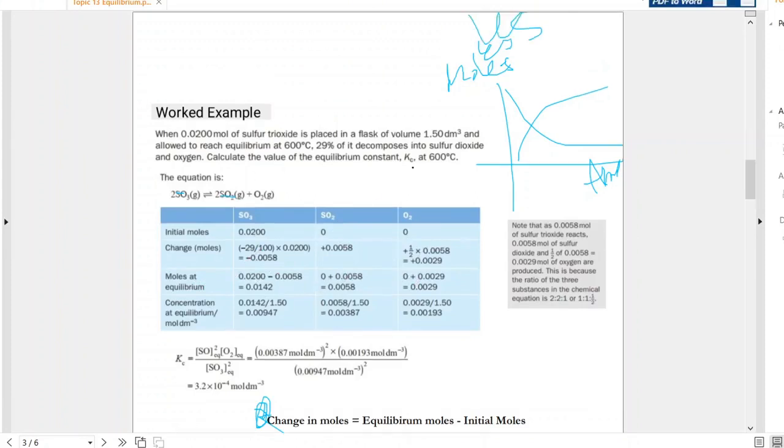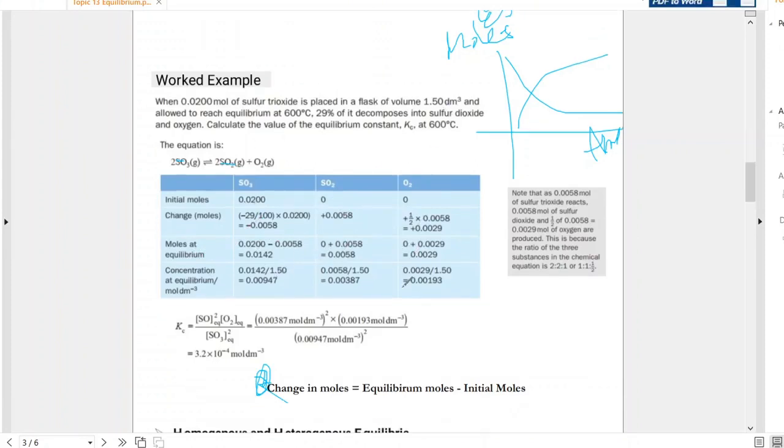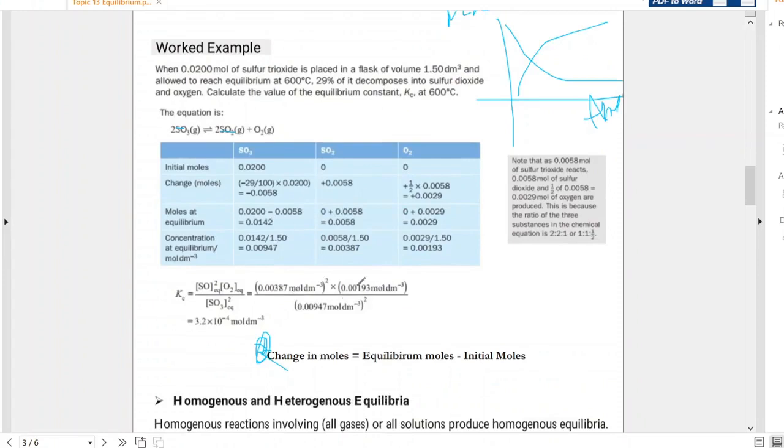As we were told the total volume, divide the moles by the total volume to get the concentrations, and plug in the concentrations. Don't forget to raise each concentration to the appropriate power of stoichiometry, and get the value of the equilibrium constant.